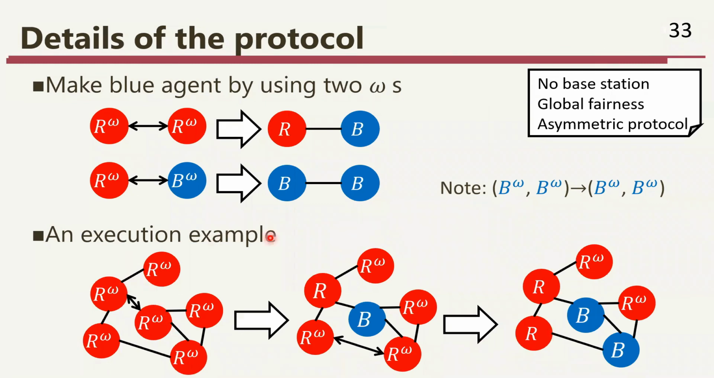Please look at this figure. This is an execution example of the protocol. When these agents interact, they transition like this. In a similar way, they interact and transition like this. Now, if they interact, one of them transitions to blue and the uniform bipartition is completed. However, between them there is no edge, so they cannot interact.